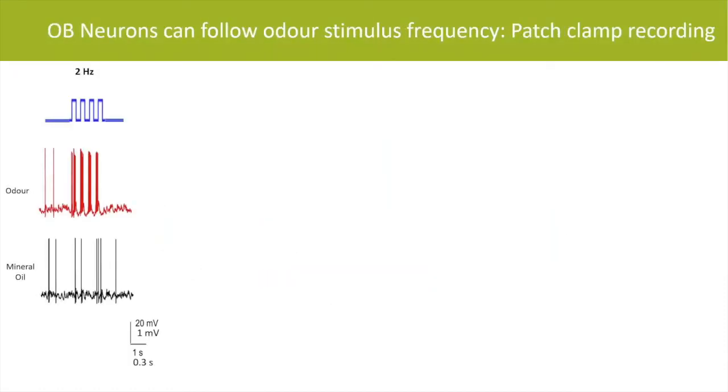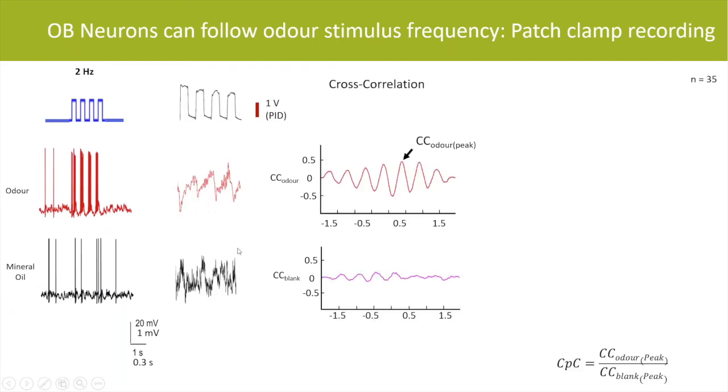Now, for the whole cell patch clamp recordings, we present frequencies from 2 Hz up to 20 Hz and get the raw traces for an odor stimulus and for a blank mineral oil stimulus. Next, we extract the subthreshold membrane potential from these traces and cross-correlate them with the PID, or the main odor signal that we are presenting to the animal. Now we take the peak of this cross-correlation for the odor and the blank case and normalize them to estimate a metric called the coupling coefficient or CPC.